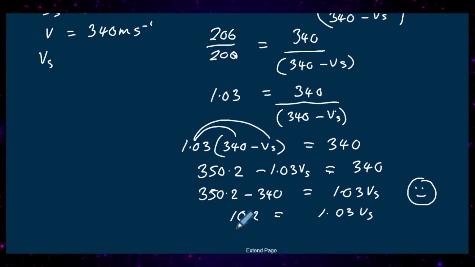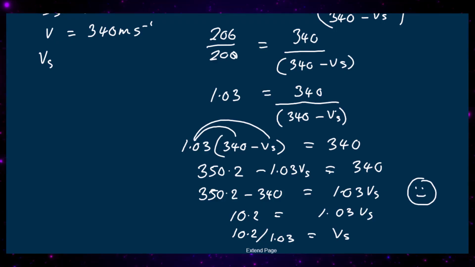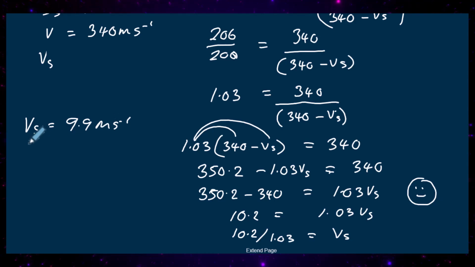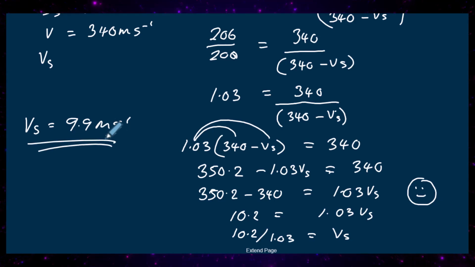I can say 10.2 divided by 1.03, divided by 1.03 both sides, equals the speed of the source. So 10.2 divided by 1.03, that's going to give me an answer of about 9.9 repeating. So Vs then, if I look up here, Vs is going to equal 9.9, and I finally found out what the speed of the source is. The speed of the car approaching a man is nearly 10 meters per second, or 9.9 meters per second, in accordance with the calculations.